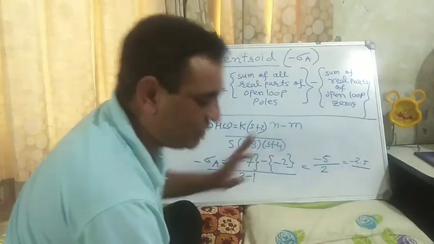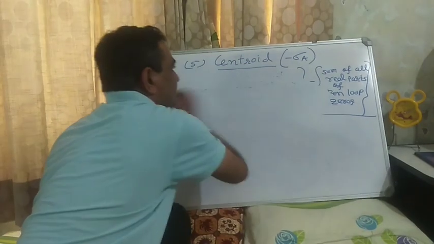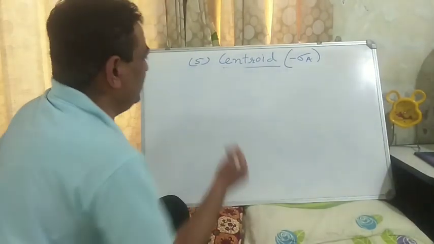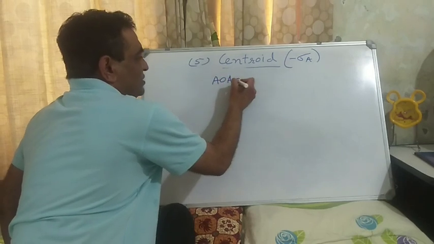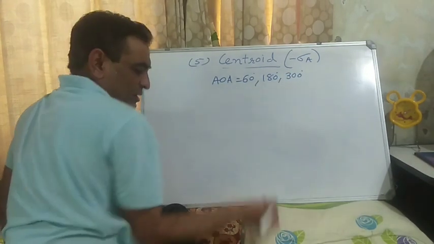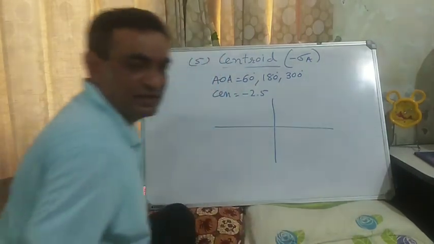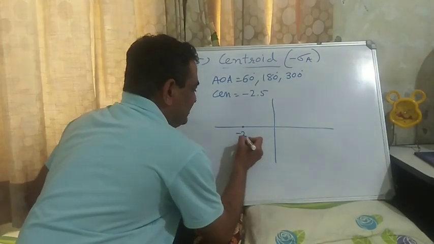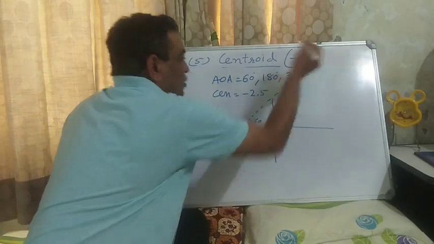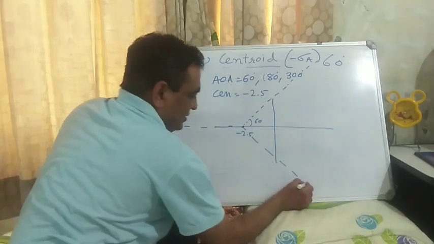Now once you receive that centroid, you can sketch the asymptotes. In our previous example, the angles of asymptotes were 60 degrees, 180 degrees, and 300 degrees, and in this example the centroid was minus 2.5. So this is how I can start. This is the real axis of the S-plane, and let's say this is minus 2.5. Now I can draw a line at 60 degrees, this is an asymptote. Then this is 180 degrees, and this is 300 degrees.